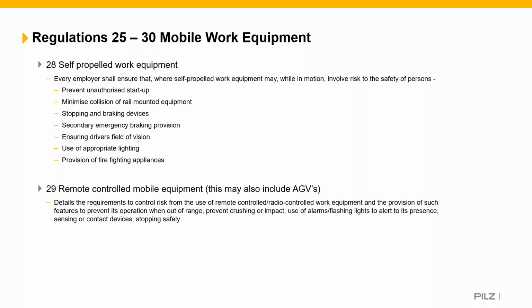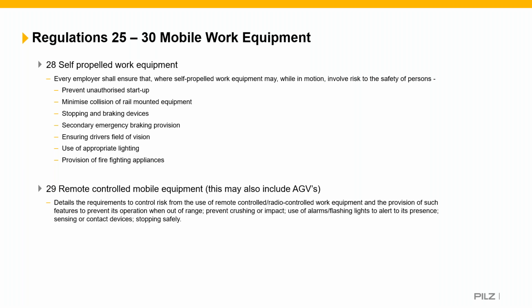Regulation 29 looks at remote controlled equipment, and here we may need to ensure that we have the inclusion of AGVs or AMRs, which are becoming more and more popular in the workplace. And here we need to ensure that where remote controlled self-propelled work equipment involves a risk to safety while it's in motion, it should stop automatically once it leaves its control range, and where there is a risk of crushing or impact, it has some form of feature or guard against such risk unless you've got other devices in there that can stop it from doing so.